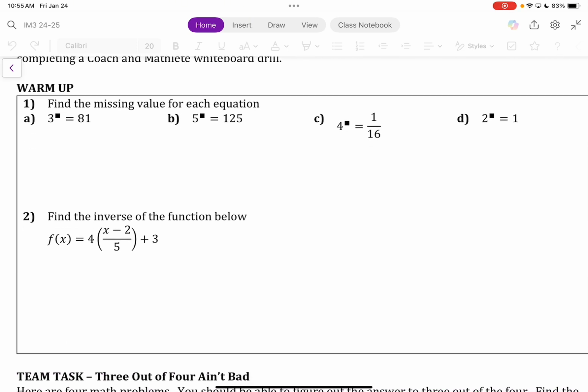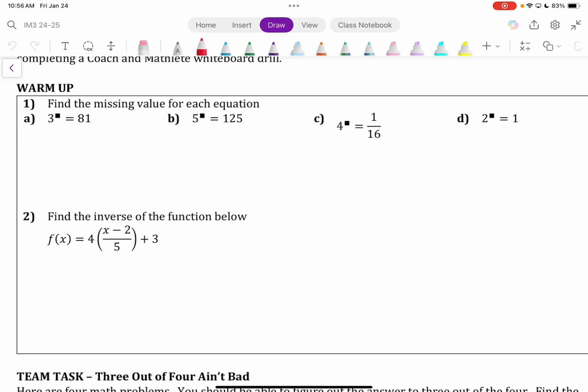There is a warm-up, a 5-question warm-up. What I would like for you guys to do with parts 1A through 1D is to find the missing value. What you are looking for in these parts is an exponent that makes these equations true. Once you finish that, you're going to complete number 2, where you will find the inverse of this function. Remember that you're going to make a table for f of x and list out the steps, and then you will make a table for f inverse of x afterwards.